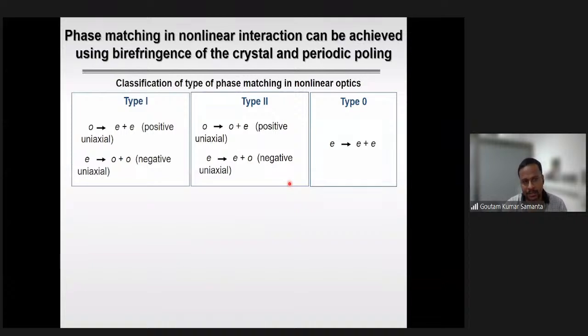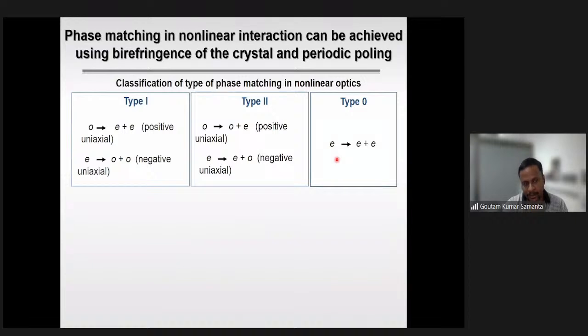There are various techniques. These are the three typically used techniques: type 1, type 2, and type 0. In type 1, the pump photon has an orthogonal polarization to the generated photons, but the generated photons have the same polarization state. Like we are studying with an ordinary polarized photon in the pump, they will have orthogonal polarization, but the signal and idler have the same polarization. In type 2, the generated photons will be orthogonal, but in type 0, all the photons will have the same polarization state.